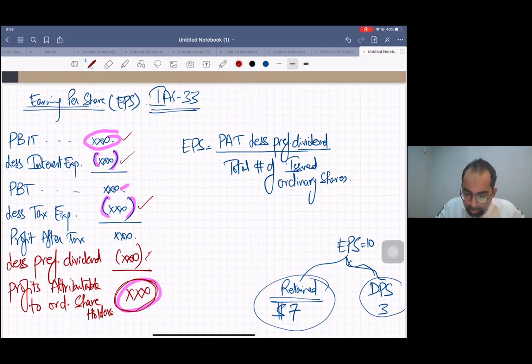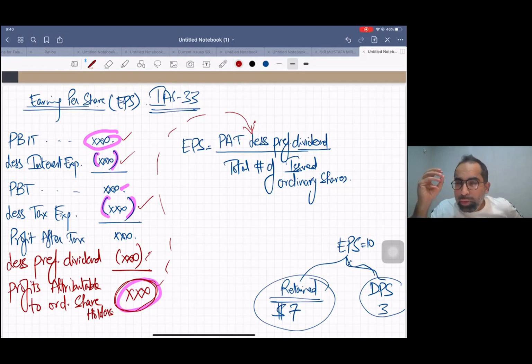Now, in the formula of EPS, we put these profits attributable to ordinary shareholders in the numerator. EPS is equal to PAT, profit after tax, less preference dividend, if any, divided by the total number of issued ordinary shares. That's how we get earnings per share, meaning how much profit the company earned on each ordinary share. This is the basic formula of EPS.